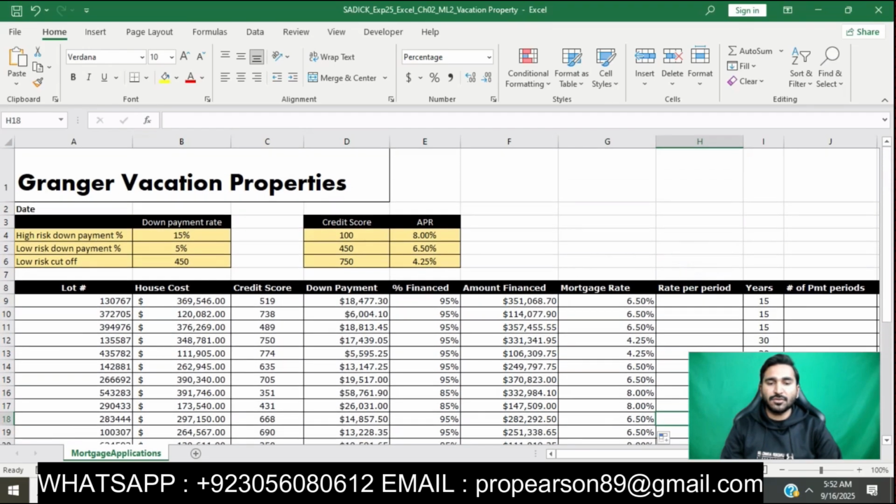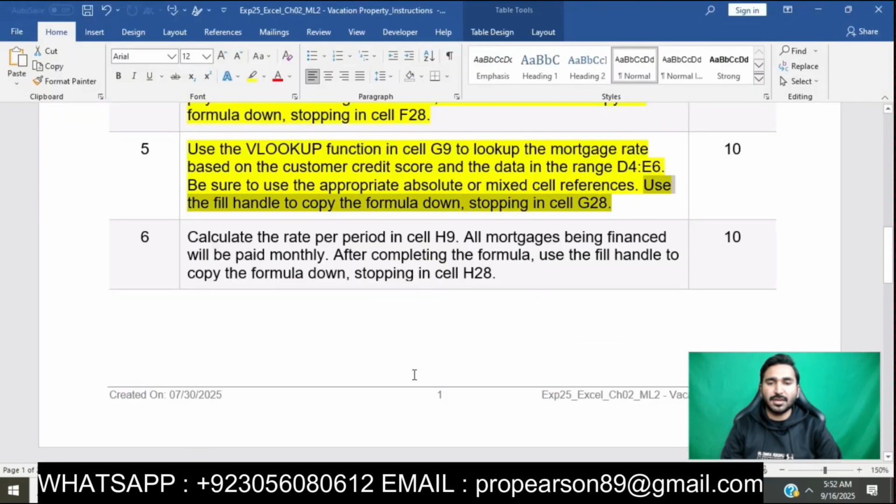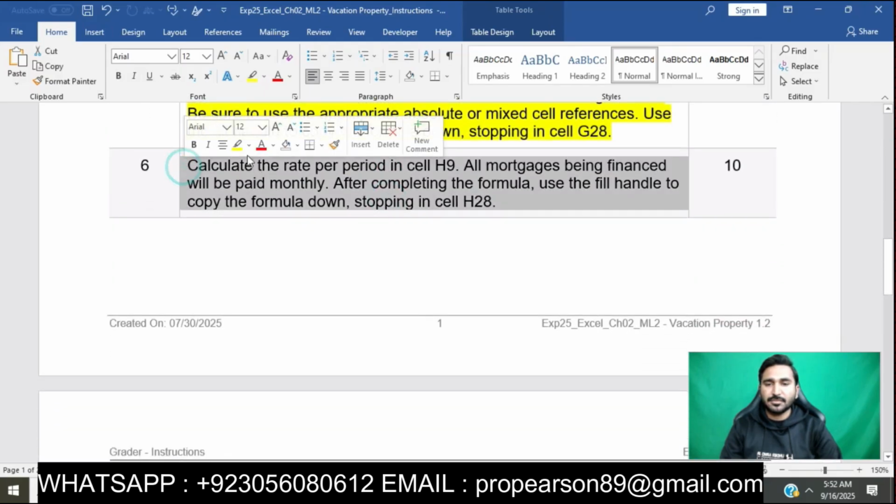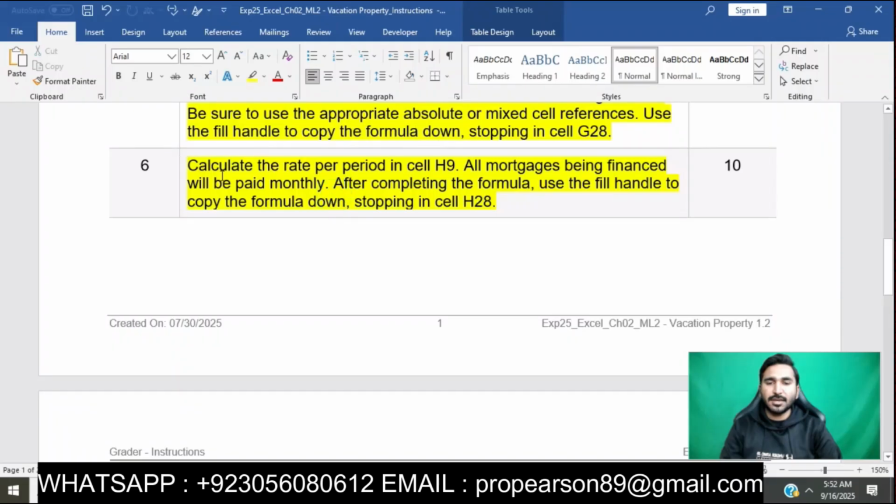Now I am going to do the next question of this assignment. The next question is question number 6. Calculate the rate per period in cell H9. All mortgages being financed will be paid monthly. After completing the formula, use the fill handle to copy the formula down, stopping in cell I28. Okay, calculate the rate per period in cell H9.